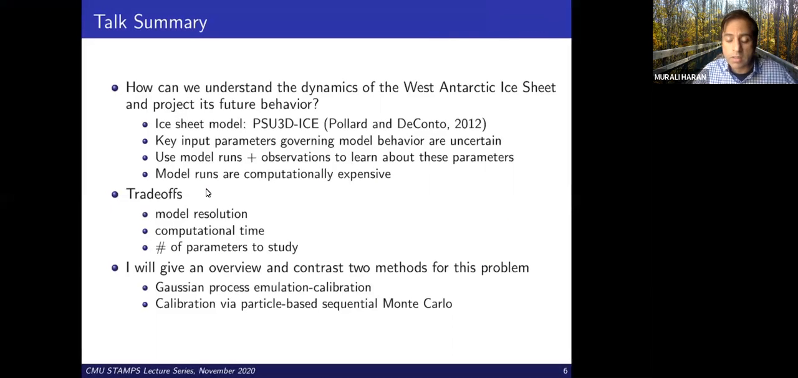What I'm going to do in this talk is essentially give an overview and contrast two methods for this problem. One is Gaussian process emulation calibration, and the other is calibration via particle-based or otherwise sequential Monte Carlo. I've specifically said overview because the plan isn't to get into heavy details here, because I know this is a very broad audience. If you're interested in the details, you can always follow up by taking a look at some of the papers that this talk is based on. But I would like to take this as an opportunity to give you the big picture and a sense of these two methods and how they fit in.